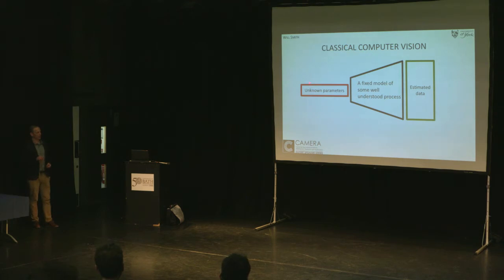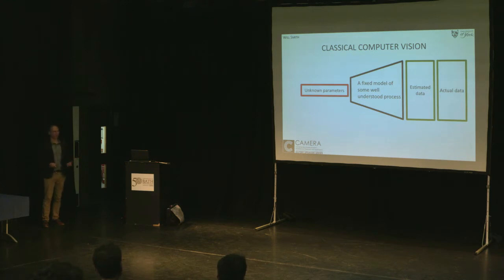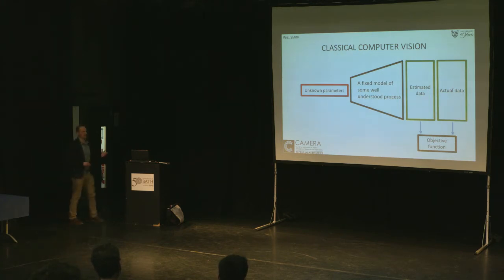And you're going to optimize over some parameters that you don't know and would like to recover, that via this model produce some data. You have some actual data that you're trying to explain, and an objective function that measures how well your estimated data matches your real data, and you solve the optimization problem. All you need is this one data sample, and hopefully you can explain it. The shape and shading results I showed you earlier were along these lines.